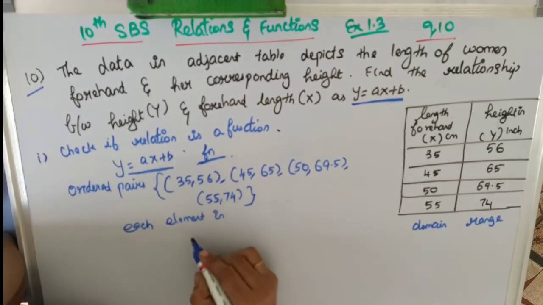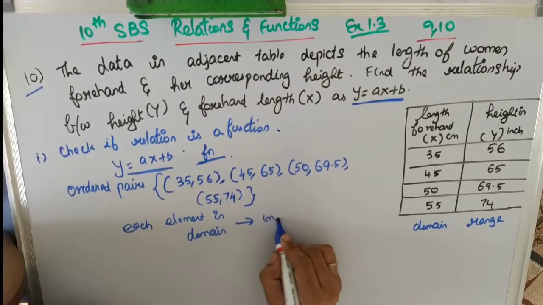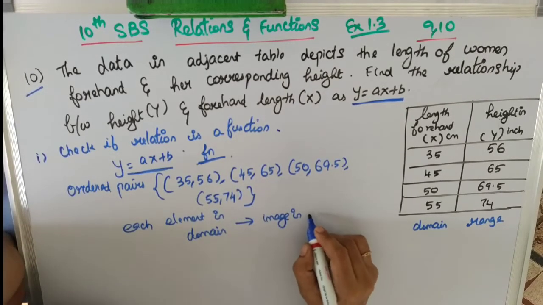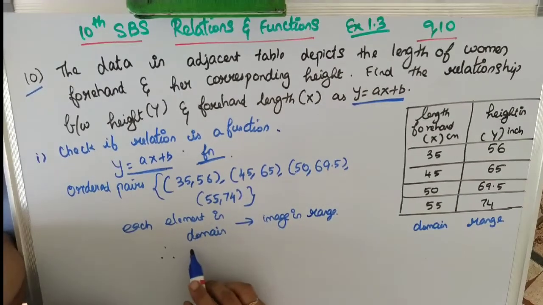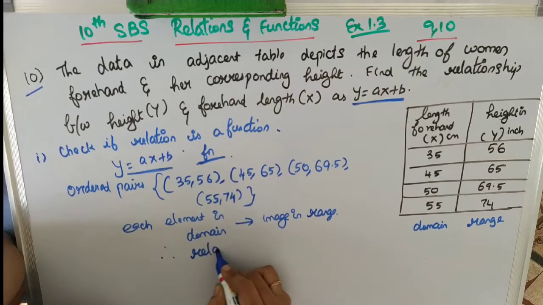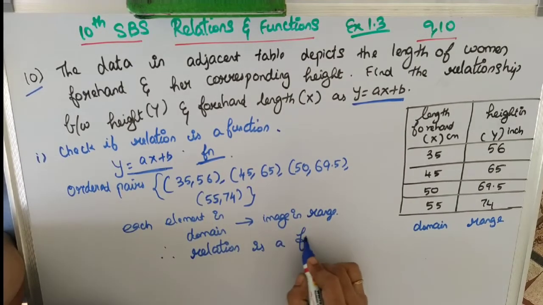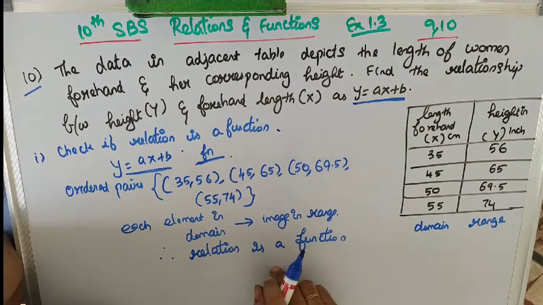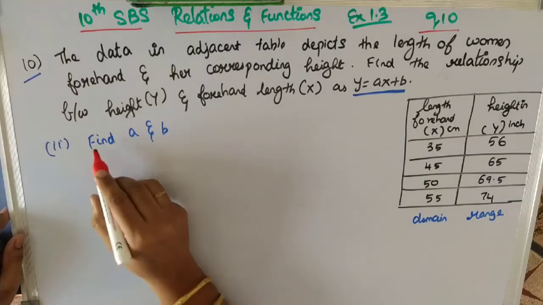Now we can clearly see that every element in the domain, that is 35, 45, 50, 55, has an image in the range, in the codomain. So 35 has 56 as an image, 45 has 65 as an image, 50 has an image, 55 has an image. So each element has an image in the range. So this relation is a function. Clear? Now let's go to the second part.